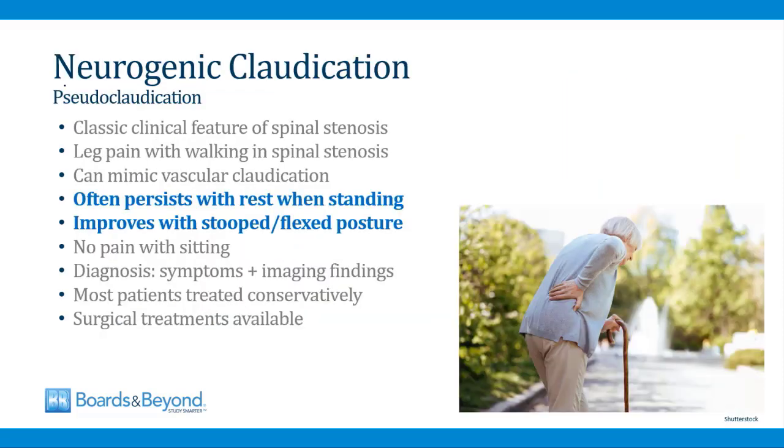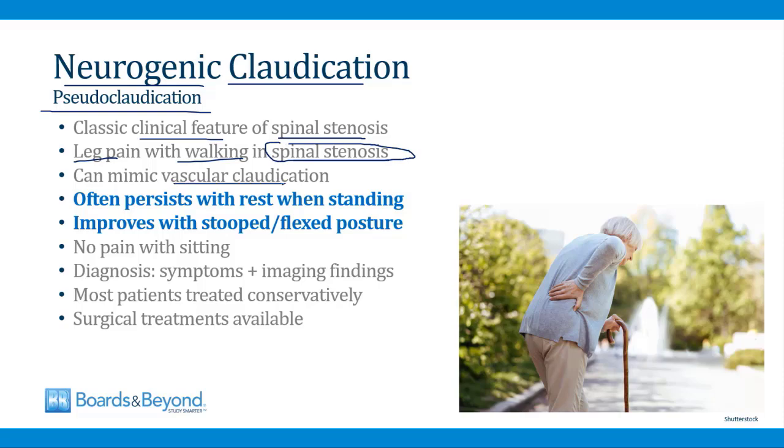So that's a nice segue into neurogenic claudication, also known as pseudoclaudication, which is a classic clinical feature of patients who have spinal stenosis. Neurogenic claudication refers to leg pain with walking in a patient who has spinal stenosis. Patients with this condition often complain of leg pain with walking, and that can make you think of vascular claudication, where blood vessels are narrowed, supplying blood to the leg. But the problem is not the blood flow, the problem is the nerves. That's why it's called neurogenic.